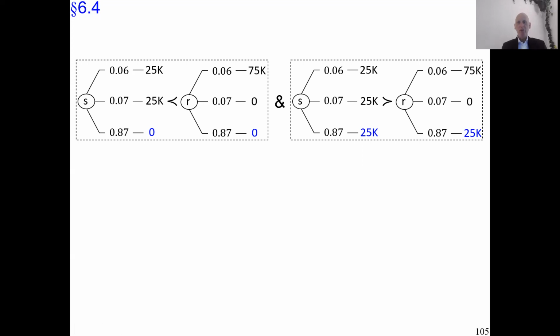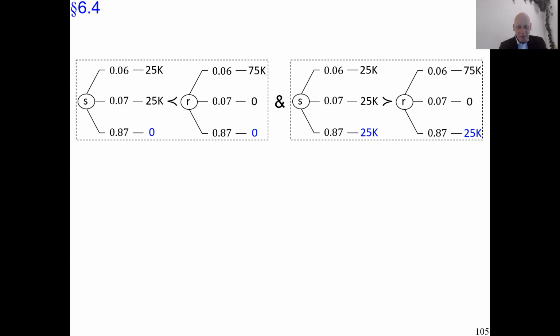My first question to you is, can you convince yourself that this combination of preferences violates expected utility? So pause the video, think about it, then come back. Okay, I assume you come back now.